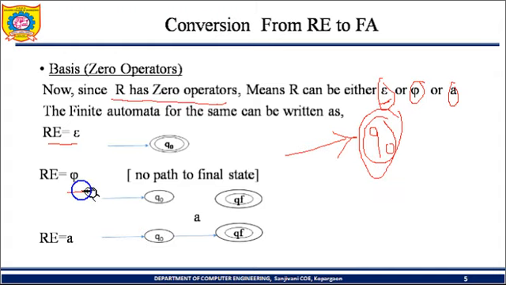Now the second one is regular expression equal to phi. In that case there is no path from the initial state to the final state. Here you can see Q0 is the initial state, and there is no path from Q0 to QF, where QF, which we have represented by the double circle, is the final state.